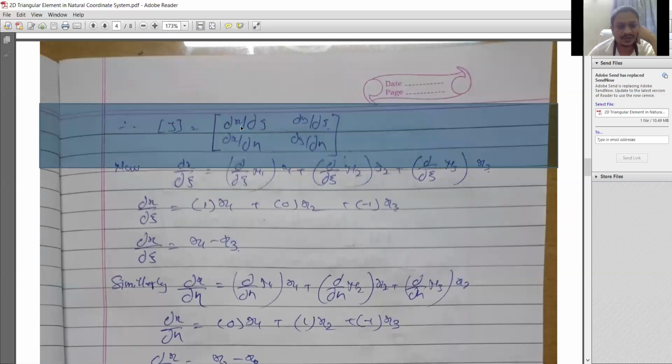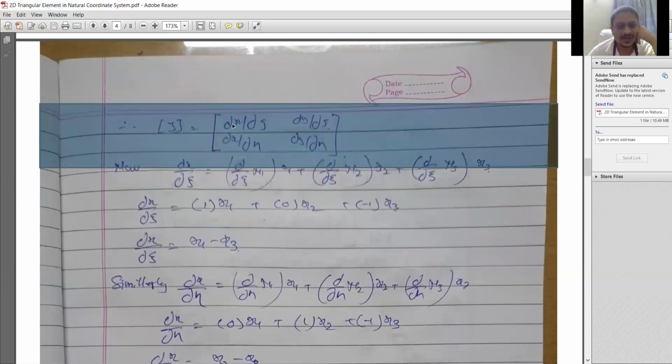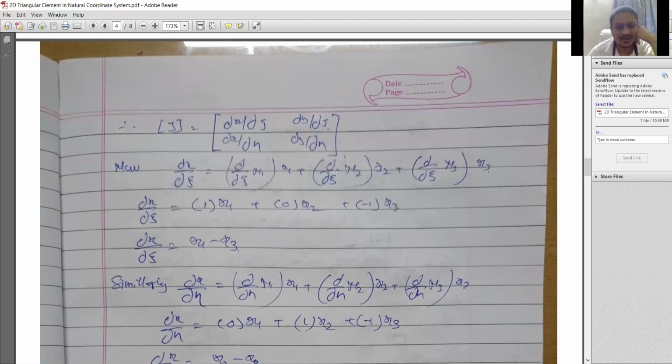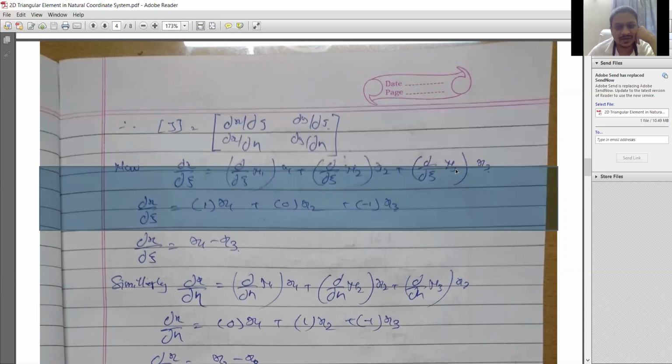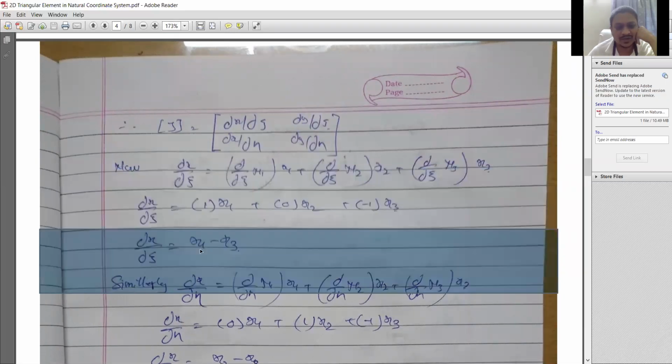So let us calculate the elements one by one. The first term over here is dx by d xi. So dx by d xi can be written as, your x is nothing but n1 x1 + n2 x2 + n3 x3. So we can rewrite this. d by d xi of n1 we have already calculated as 1, d by d xi of n2 is 0, and d by d xi of n3 is minus 1. So your dx by d xi will take shape of x1 minus x3.